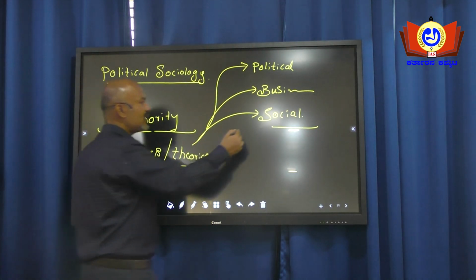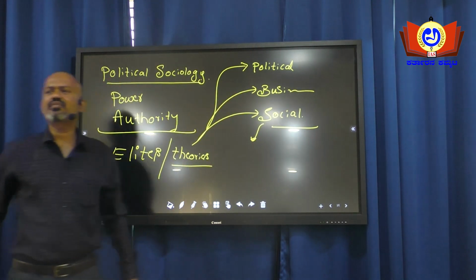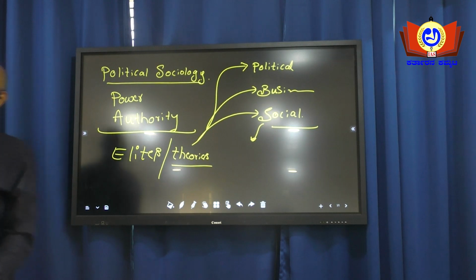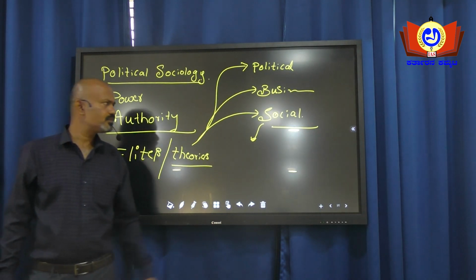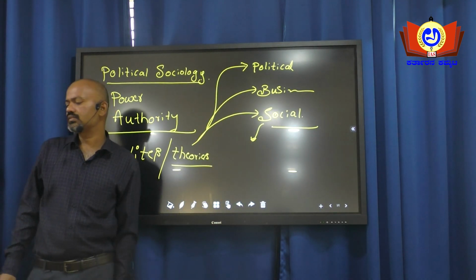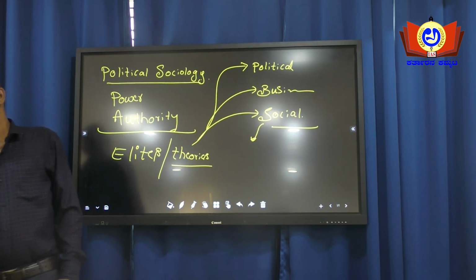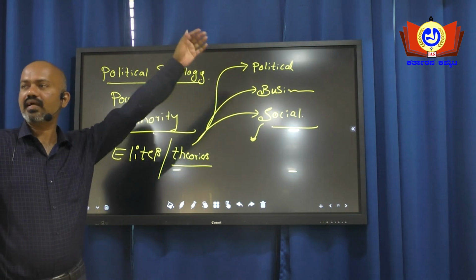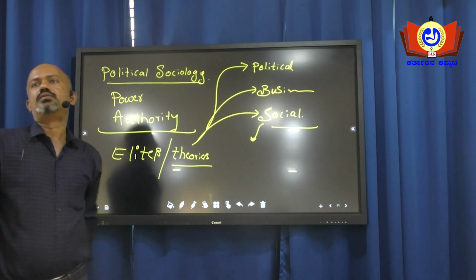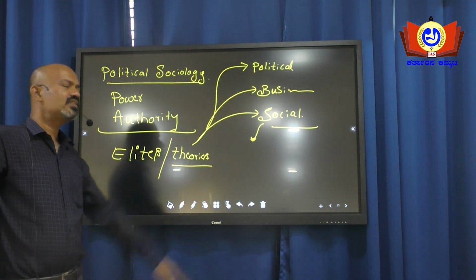And when it comes to social elites, the film personality. Hrithik Roshan, for example. Okay, film personality, successful, not everybody, a successful film personality like Shah Rukh Khan. Even press persons, successful press persons, bureaucrats, top layer bureaucrats, not the bottom, top layer bureaucrats. They can be considered as social elites.